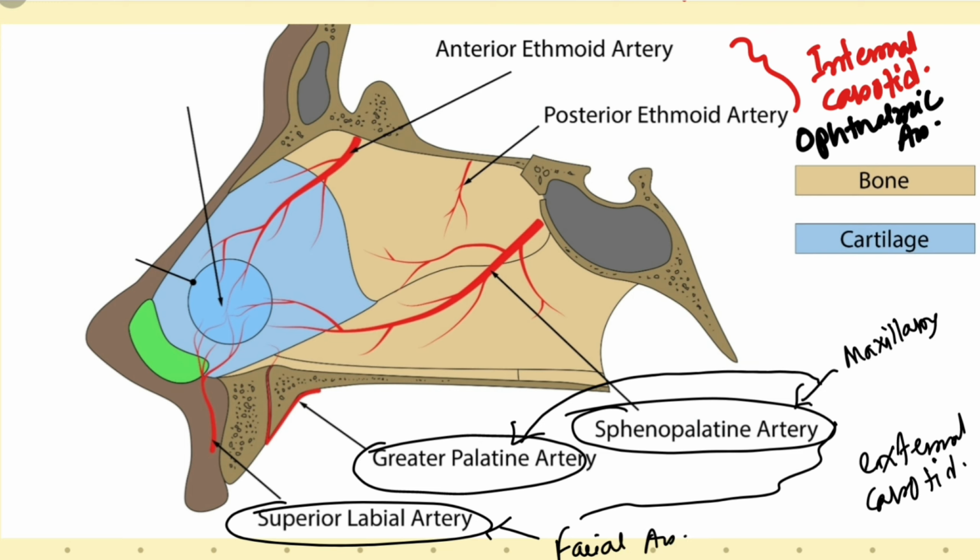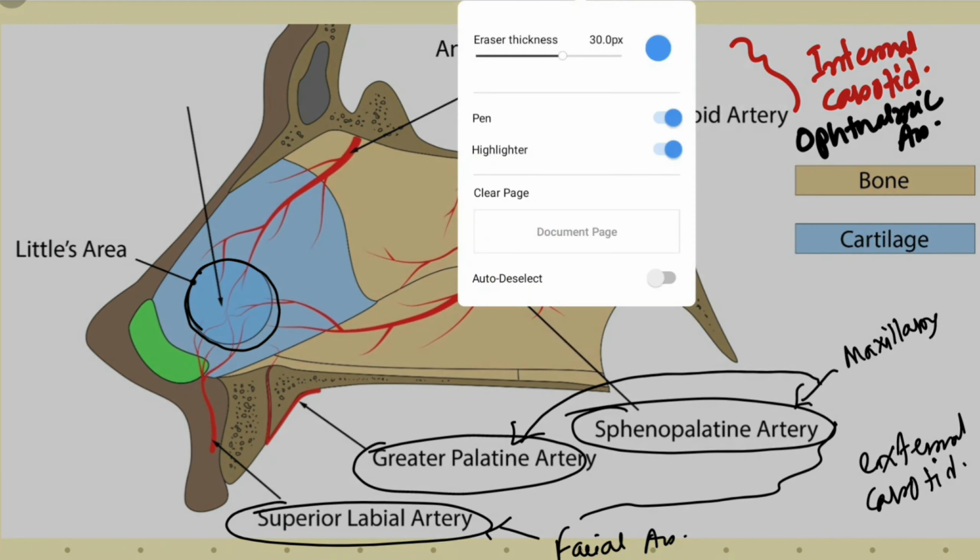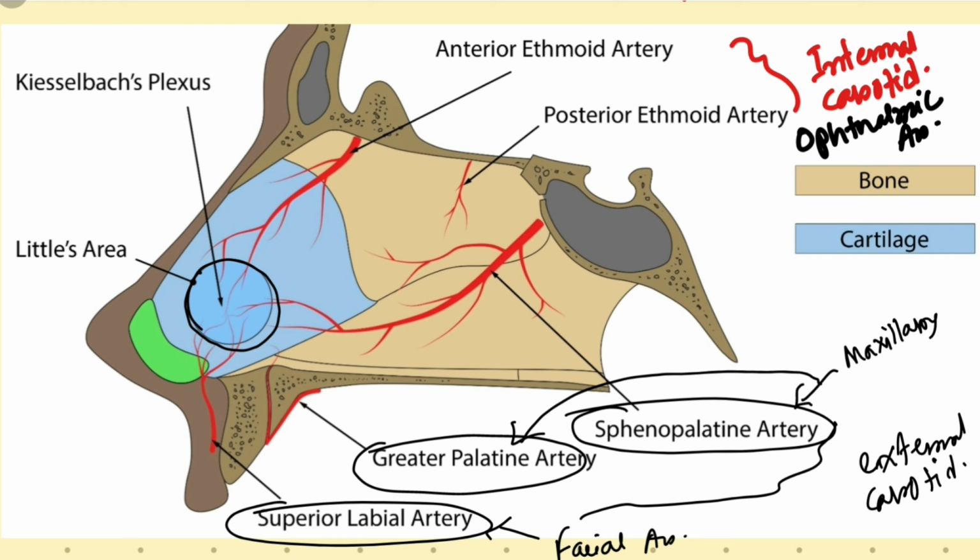Now the external carotid system and internal carotid system arteries meet in this place. You can see this area where all the blood vessels are coming, and this area is known as Little's area. You can see the anterior ethmoidal artery coming here, along with the sphenopalatine, the greater palatine, and the superior labial artery. These arteries come into Little's area and make a plexus here, and this plexus is known as Kiesselbach's plexus.